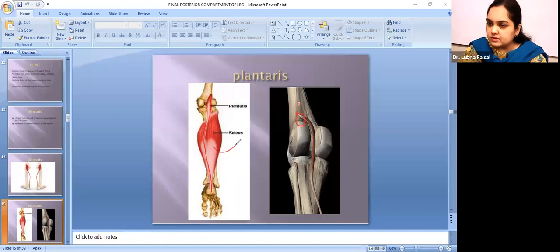This is the soleus muscle, and soleus originates from the medial third of the medial surface of the tibia, from the head of the fibula, from the posterior surface of the fibula. This whole is the soleus muscle. And superficial to the soleus muscle, the most superficial muscle is the gastrocnemius. Then we have the soleus. Then we have a thin muscle, that is the plantaris muscle.